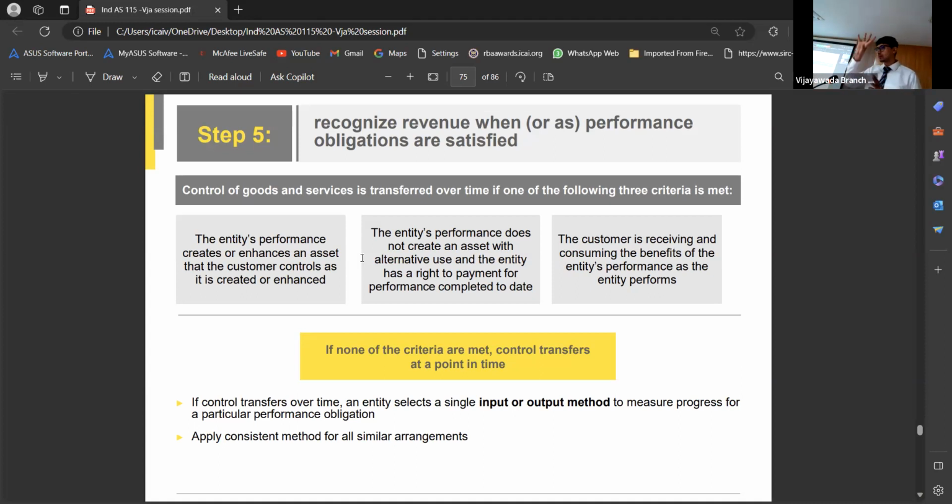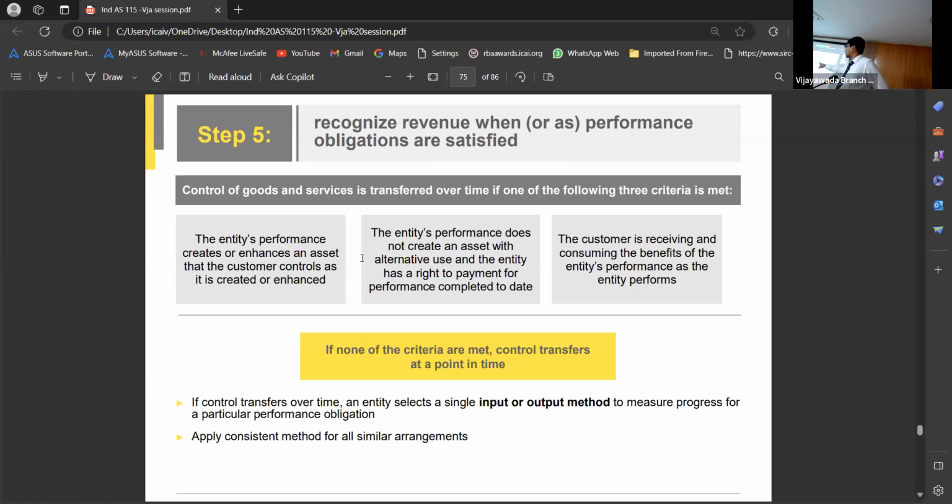So point in time means after the good or service is supplied, then you will recognize revenue. Over time means as and when the service happens, you will have a touch point, monthly, quarterly, whatever, and then you'll recognize the revenue. That's the difference. But for you to recognize over time, 3 conditions are there. If even one of the 3 conditions is satisfied, it is okay. You can recognize over time. Those conditions we will now understand.